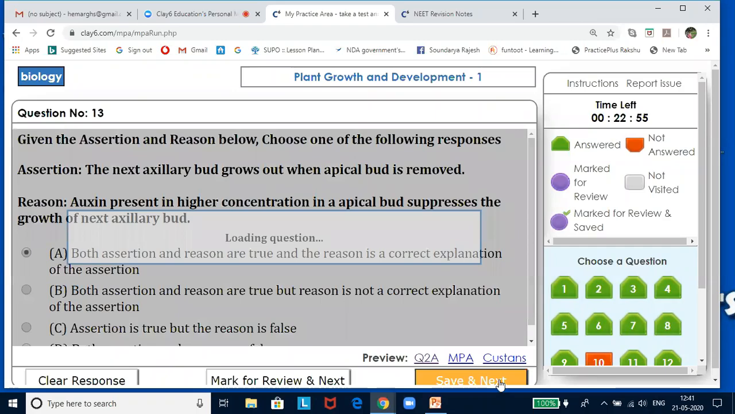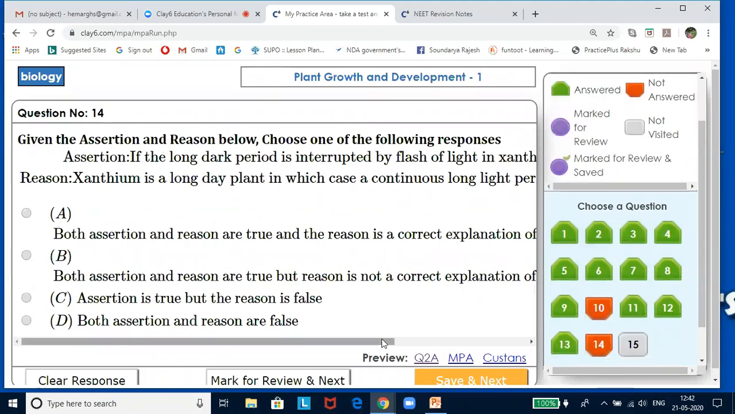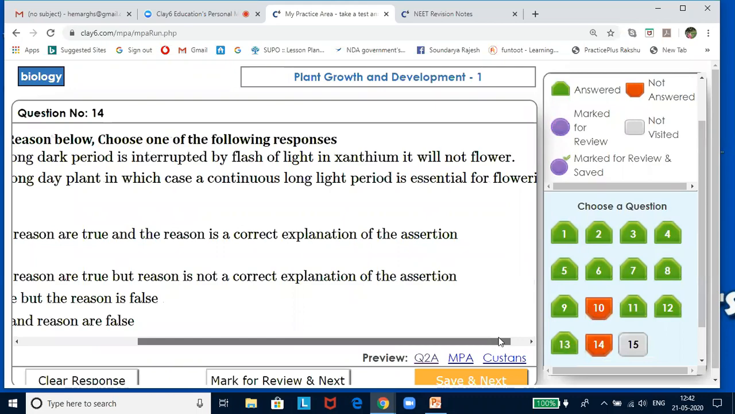If a long dark period is interrupted by a flash of light in Xanthium, it will not flower. Xanthium is a long day plant, in which case a continuous long light period is essential for flowering. Here the assertion is true, but the reason is false.